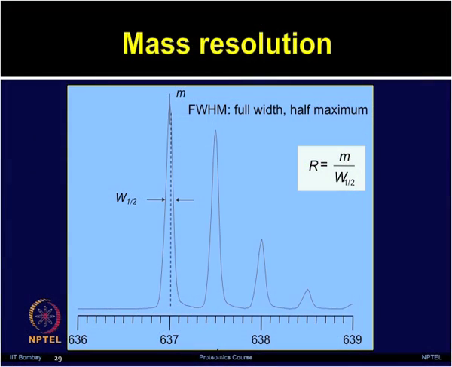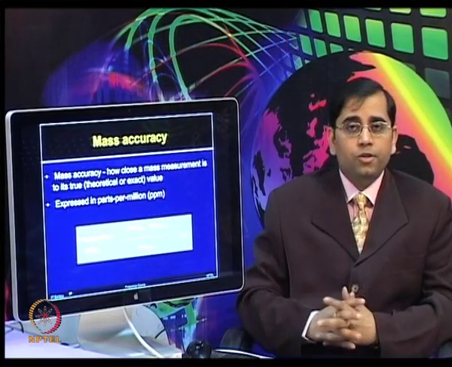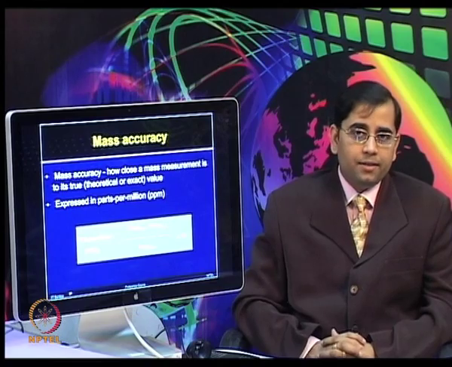This slide shows you the full width half maximum or FWHM. So, mathematically, mass resolution is the inverse of resolving power, shown as R = m/W_half, where m is the average of mass and W_half is the difference in the accurate mass of the two neighboring ions. Now, let us talk about mass accuracy.